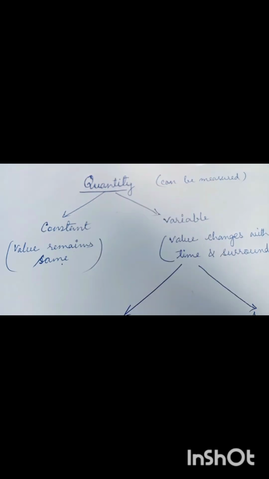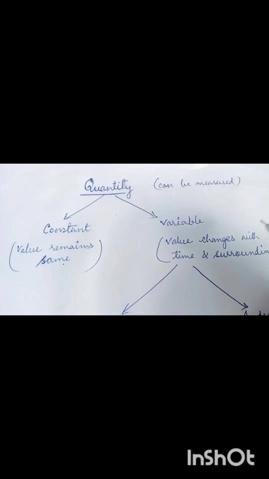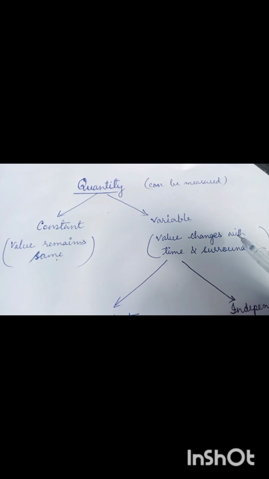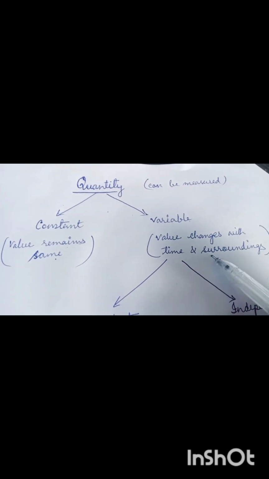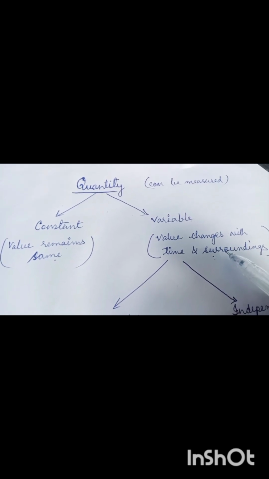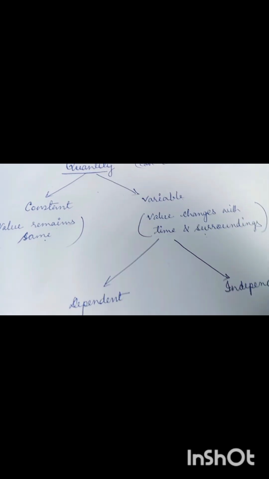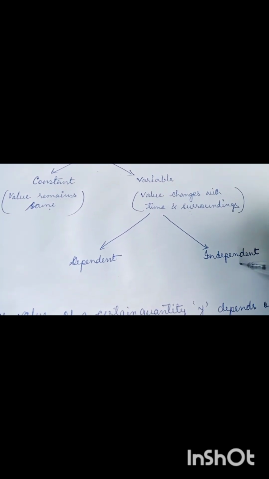On the other hand, a quantity whose value varies with surroundings or time is called a variable. That means the value changes with respect to time, temperature, pressure, weather conditions. These are called variables. Again, variables are of two types: dependent variables and independent variables.